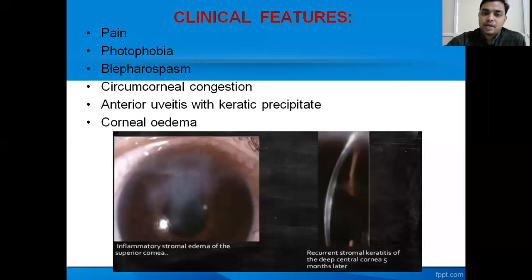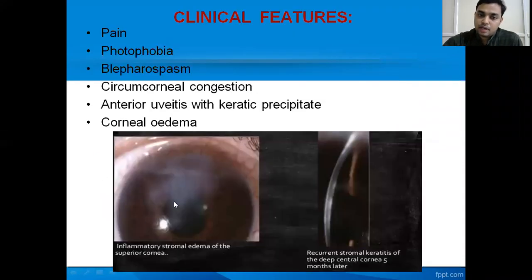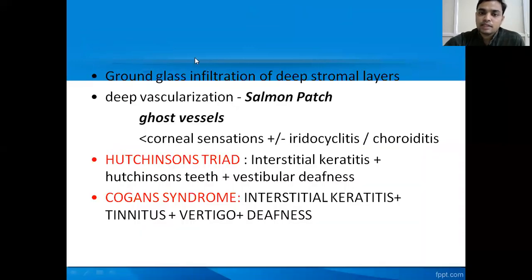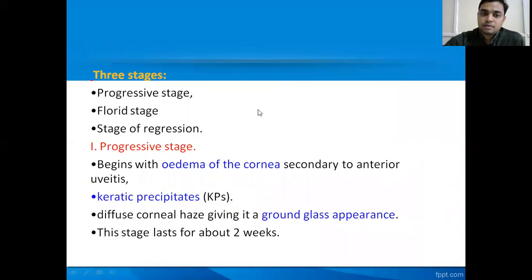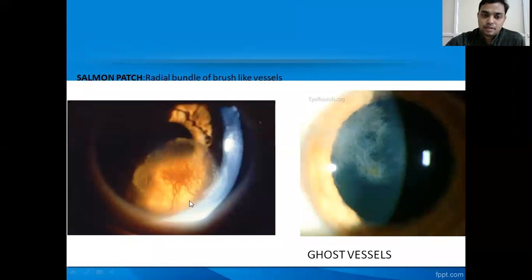The patient has a ground glass appearance of the deep stromal layers because of the acute inflammation of the stroma. There is a complete corneal edema and a ground glass appearance. Ground glass appearance is nothing but it looks like an opacity, where the underlying structures cannot be seen clearly. And there is deep vascularization, and this we call a Salmon patch. So this is the picture showing the Salmon patch.